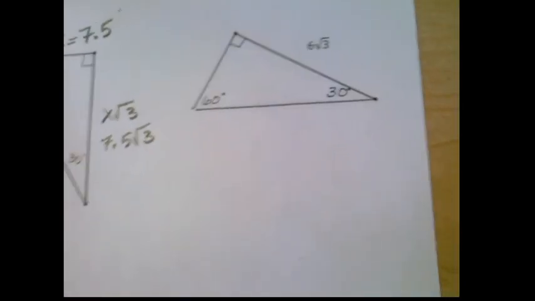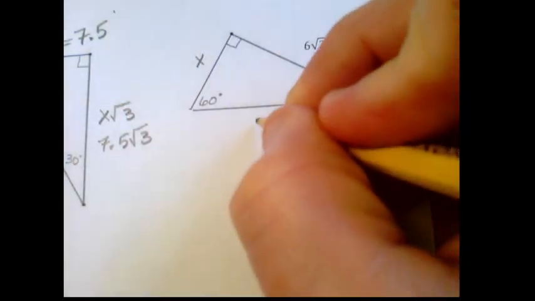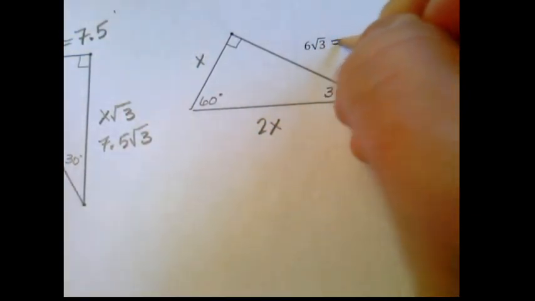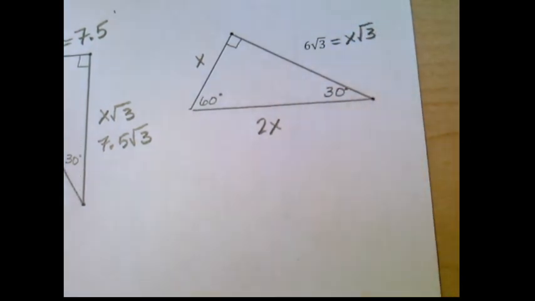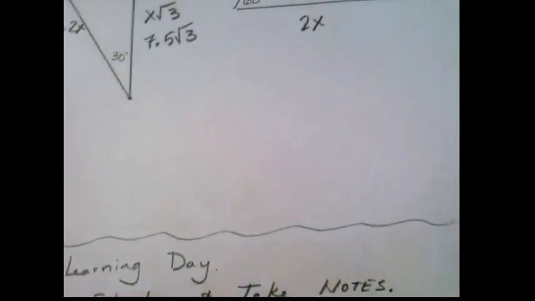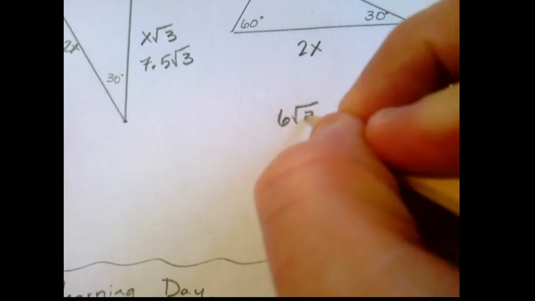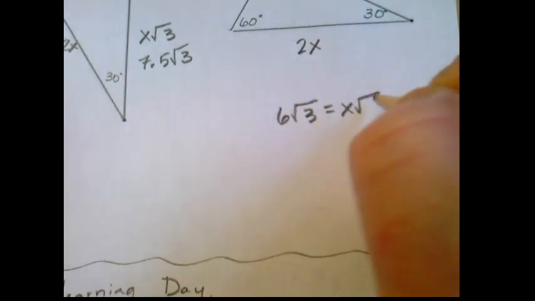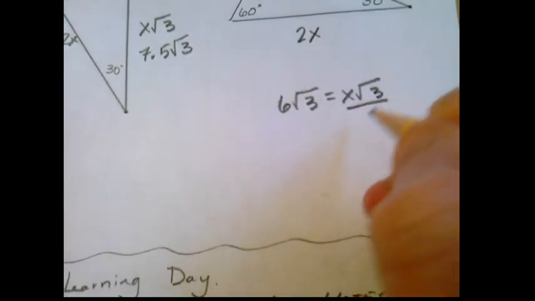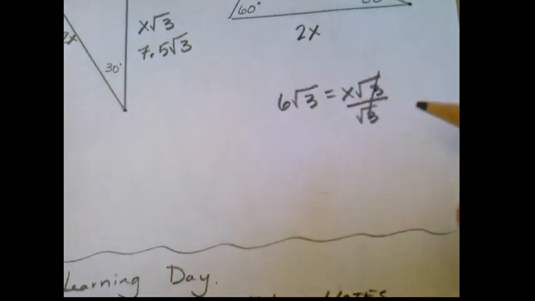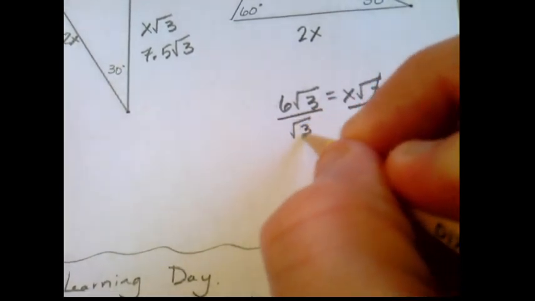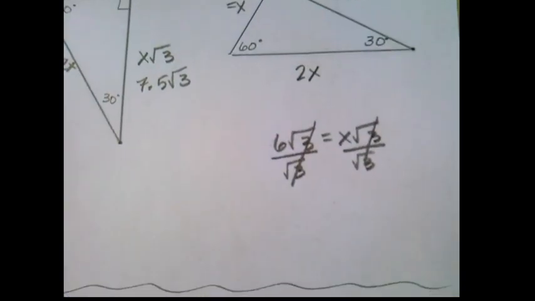For the next one, again, across from the 30, the short leg is x, hypotenuse is 2x, and this one is x square root 3. So if I was to go ahead and work this out, let me just put this out here. If this is my equation right now, to get x by itself, I'm going to divide by radical 3. That cancels those out. Divide by radical 3. So what is the length of x? It's just going to be 6.